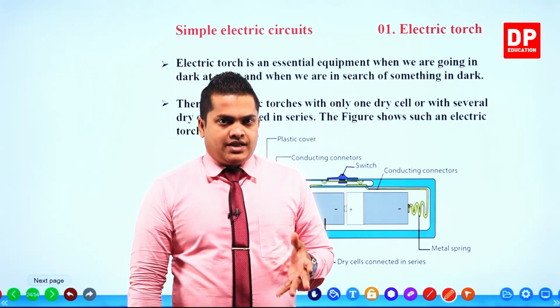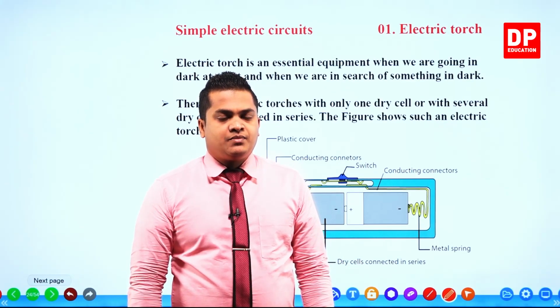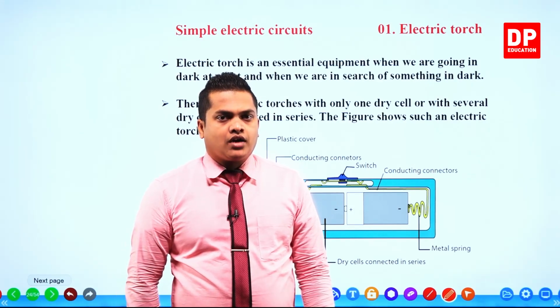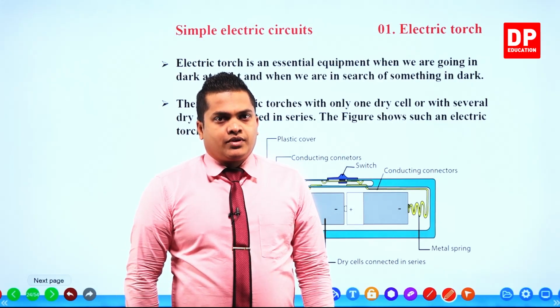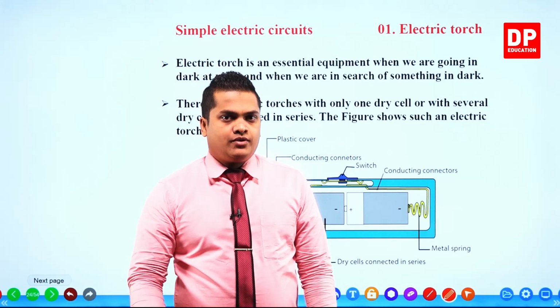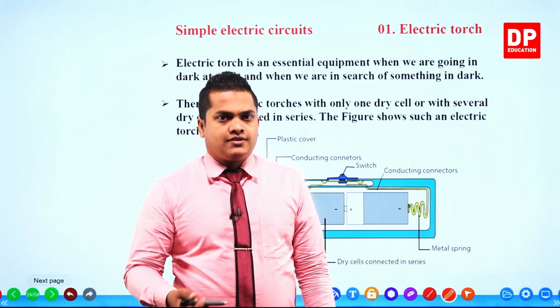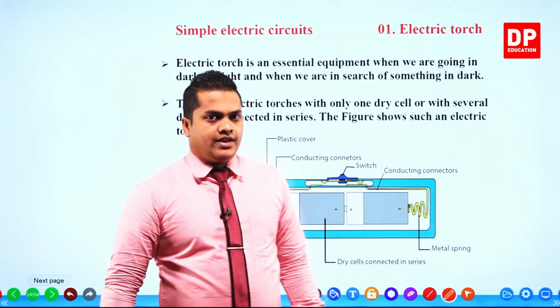So the electrical torch that we use in our day-to-day life is more often used in dark times, or when you're traveling in the dark to see objects. So let's find out what the internal structure and the circuit of a torch is then.